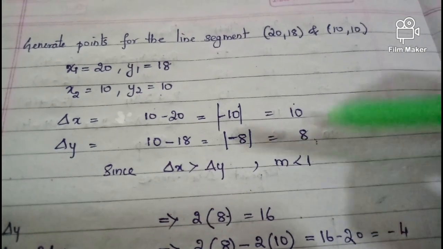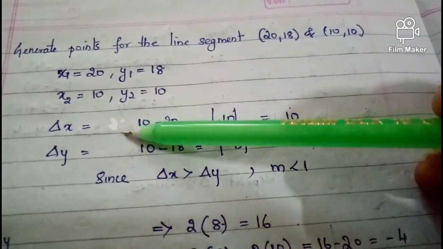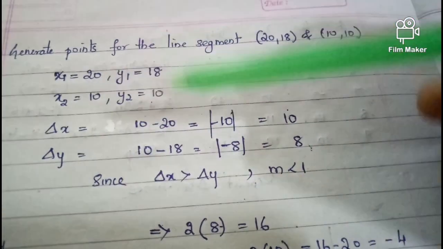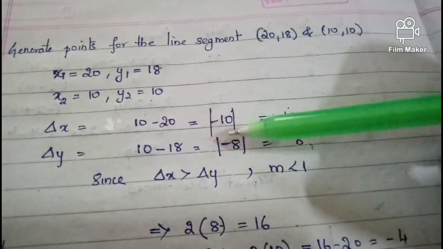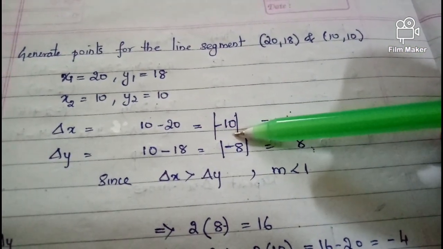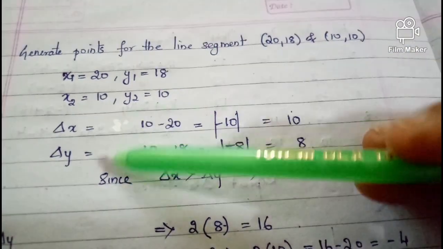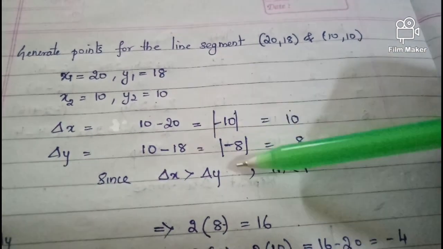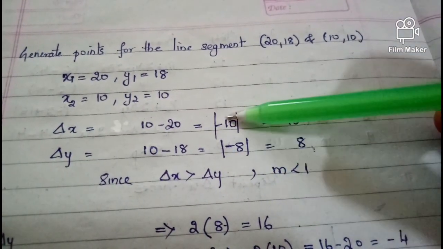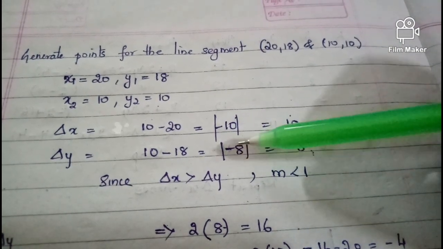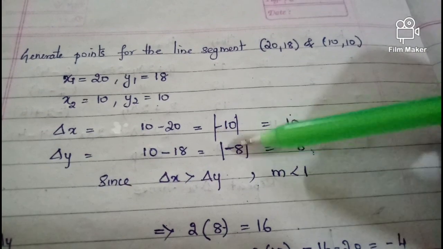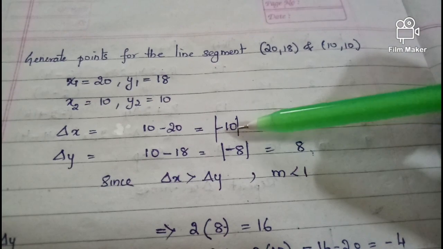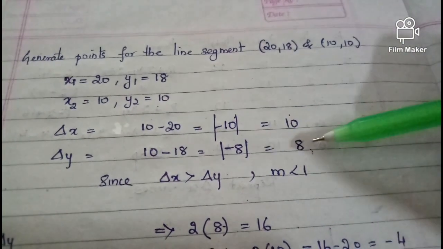But what is the difference here? See, delta x is x2 minus x1, that is 10 minus 20. When you do 10 minus 20, you get the answer as minus 10. And what about delta y? Delta y is y2 minus y1, that is 10 minus 18. 10 minus 18 is minus 8. So in both these situations you got negative values. But as per the rule, even if you are getting negative values, you have to take the modulus value. So modulus of minus 10 will become 10, modulus of minus 8 will become 8.